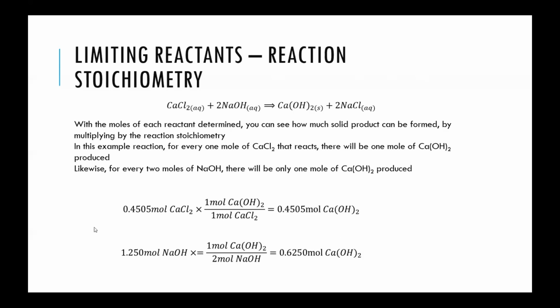So in each case, you can see what the maximum amount of calcium hydroxide to be produced would be. And in this situation, the calcium chloride produces less. This is the limiting reactant.